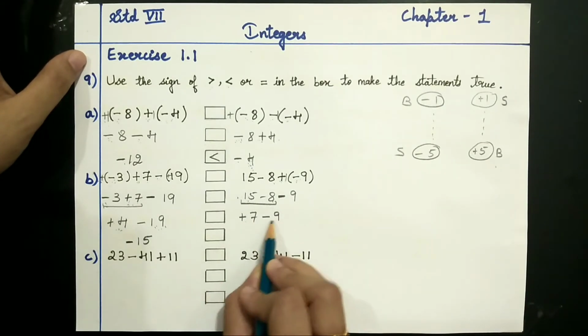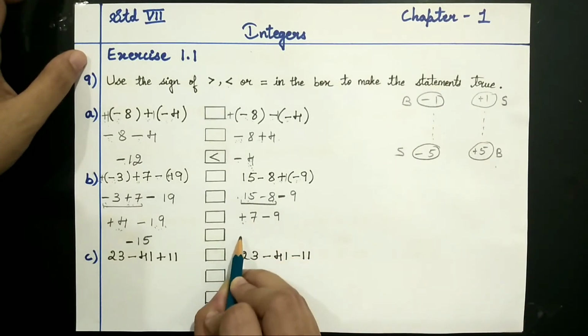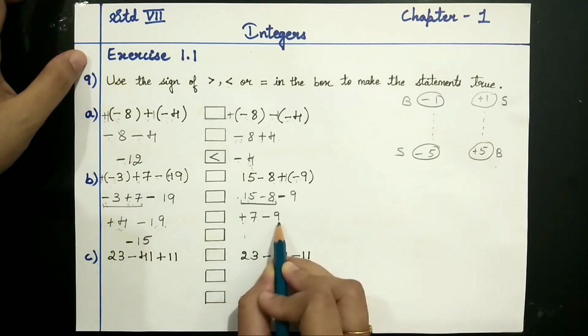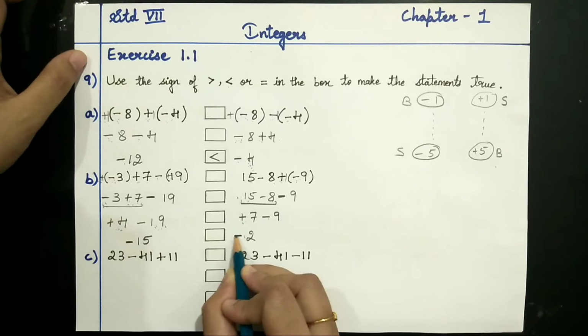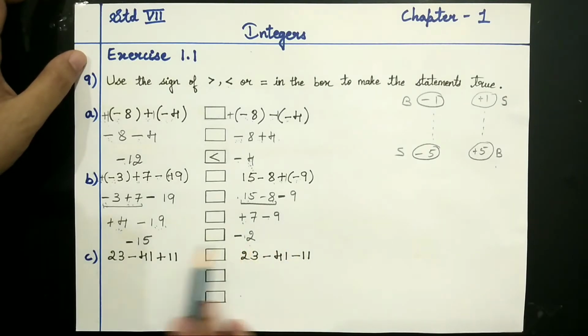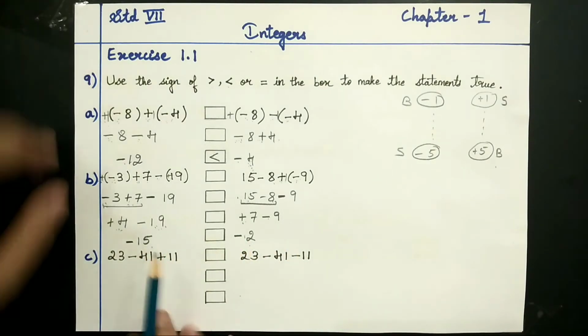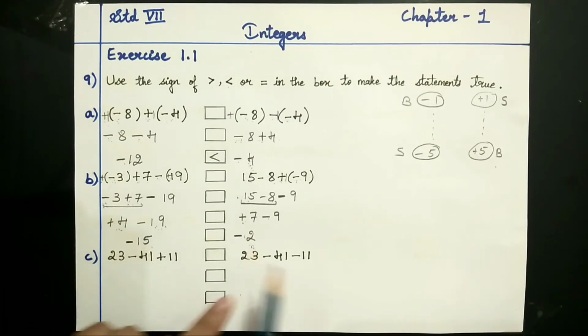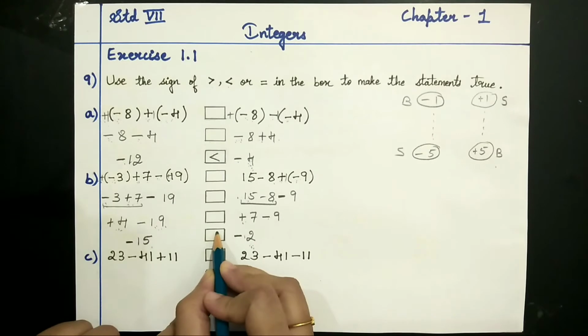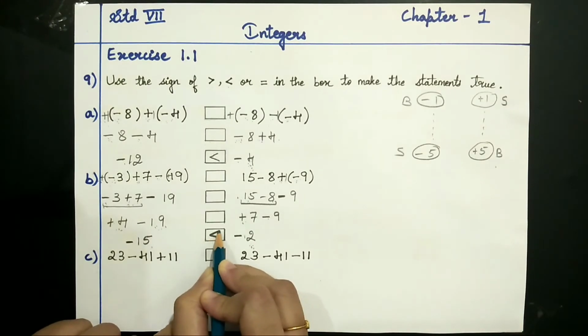Now since the signs are different, okay, you have to do subtraction here. Okay, 9 minus 7 is 2, and give the sign of the greater number. So here you got minus 2, here you have got minus 15. So which one is bigger here, minus 15 or minus 2? It is minus 2, correct? Minus 2 is bigger. So again I will have to put the sign like this.